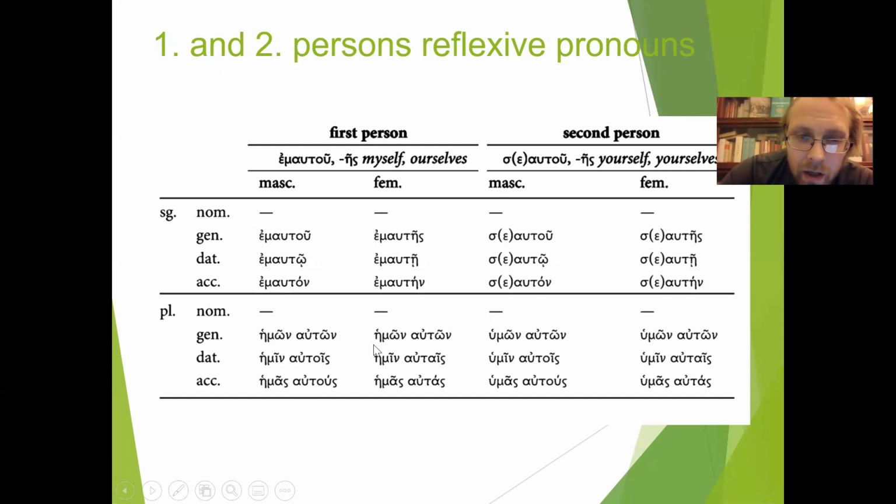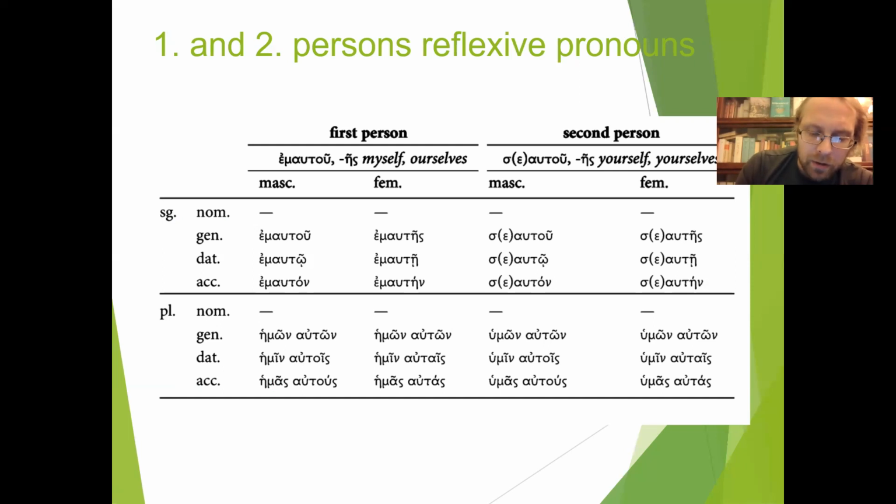And then in the feminine we have the identical form hemon auton, and in the dative hemin autais, and in the accusative hemas autas. And then in the second person plural we have the masculine genitive hymon auton, in the dative hymin autos, and in the accusative hymas autus. And then in the feminine, again identical form in the genitive hymon auton, and in the dative hymin autais, and in the accusative hymas autas. So these forms are all inflected according to the second and the first declension. So there's nothing especially noteworthy about their endings.